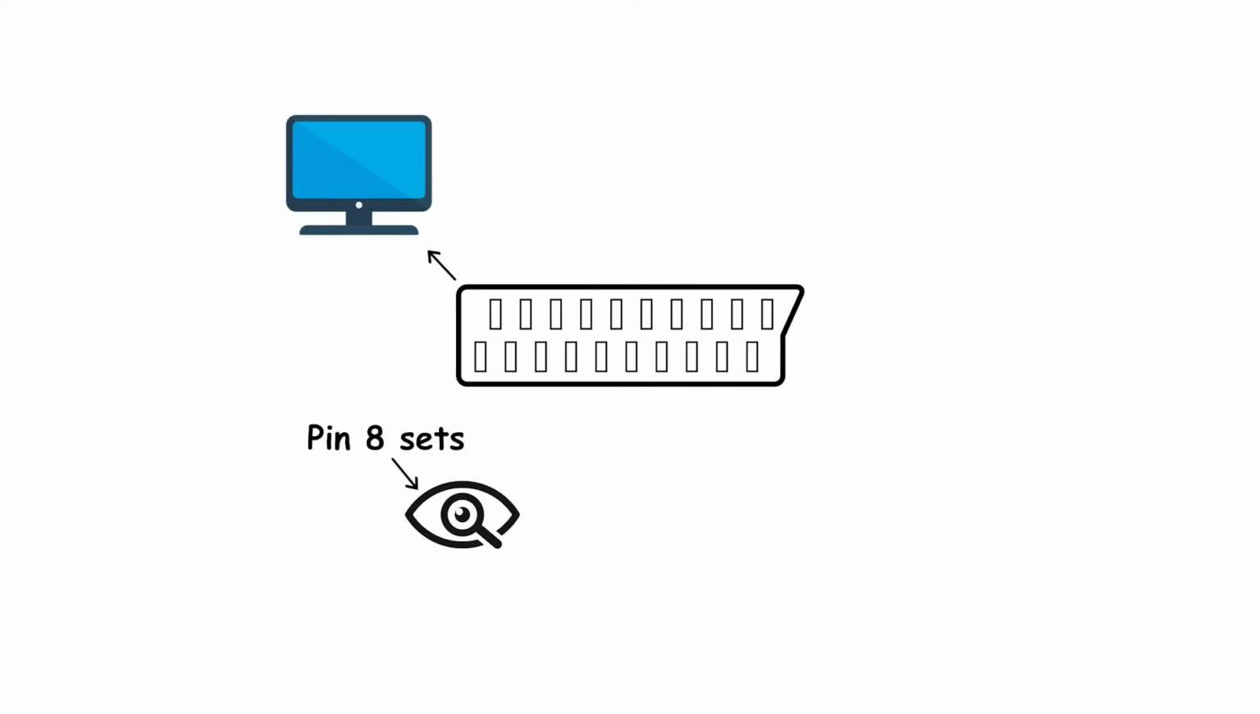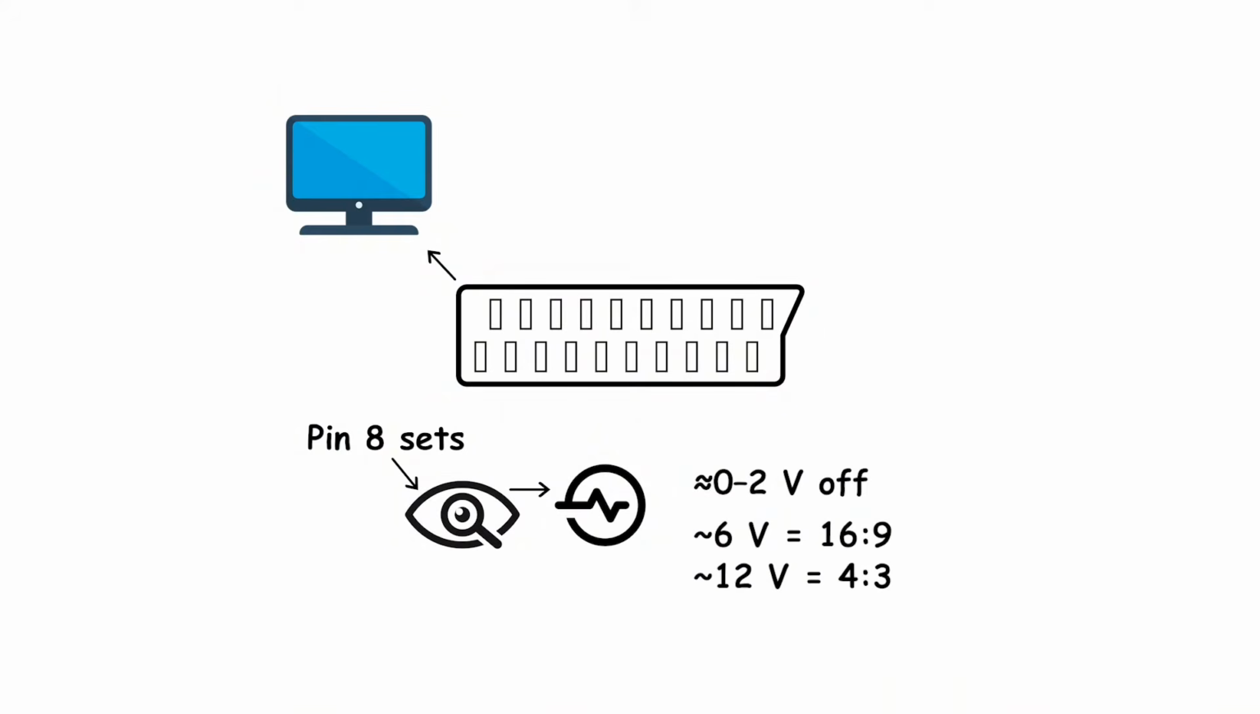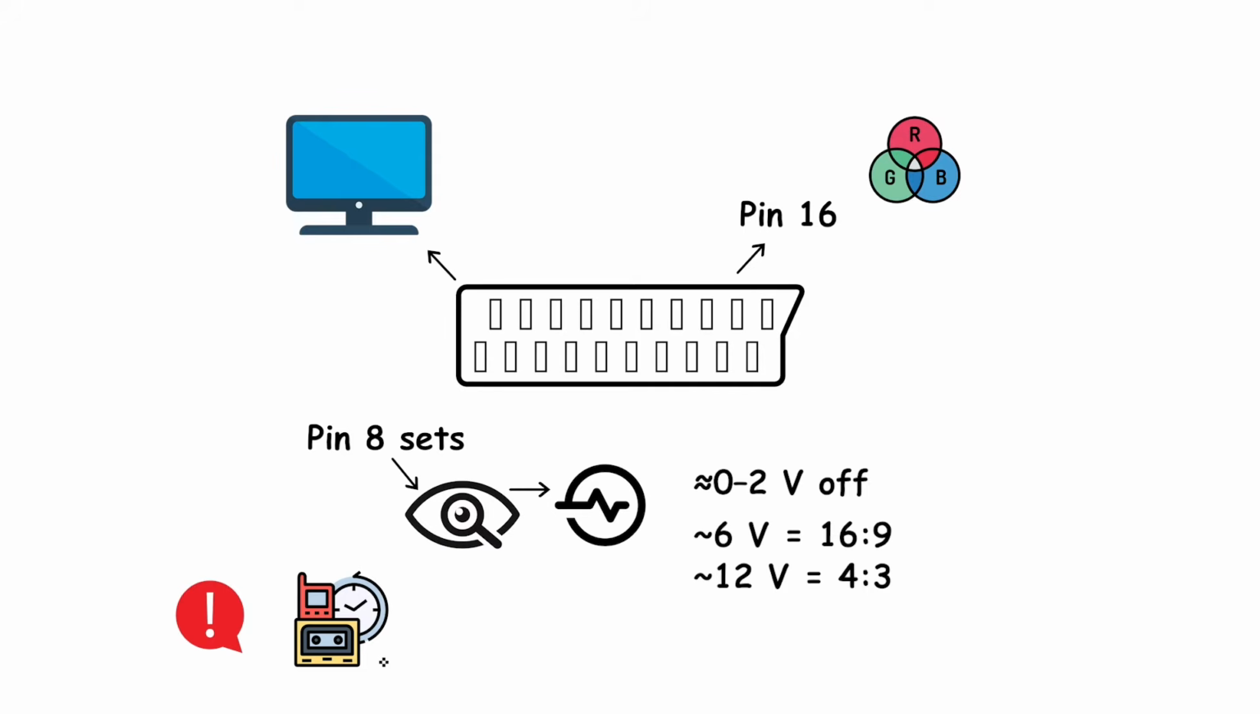Pin 8 sets aspect and status, approximately 0 to 2 volts off, approximately 6 volts equals 16 to 9, or 12 volts equals 4 to 3, and pin 16 blanking selects RGB versus composite. Today it's largely obsolete, replaced by HDMI and DisplayPort.